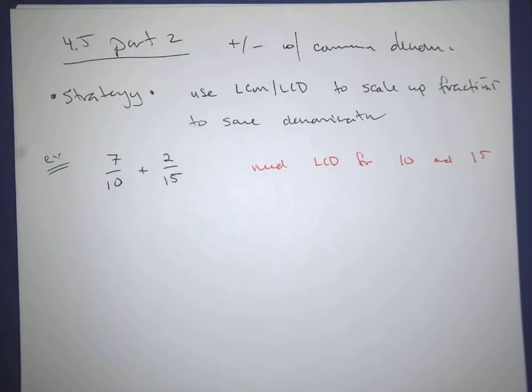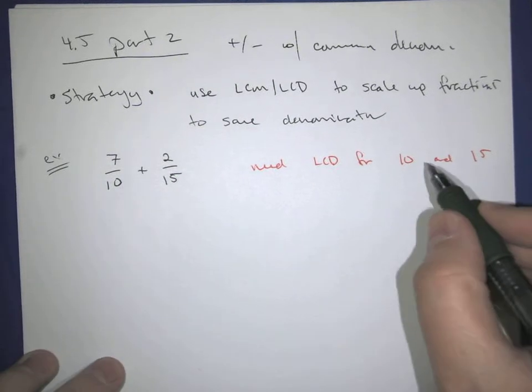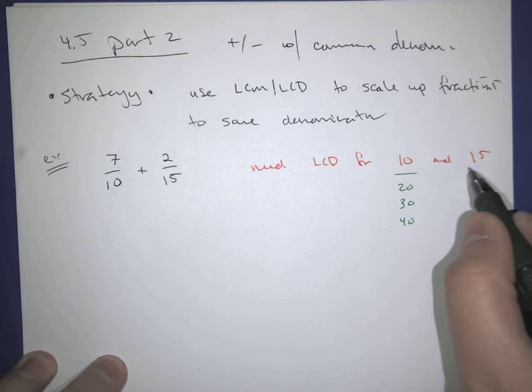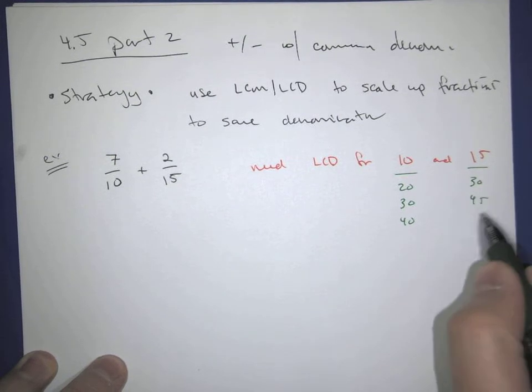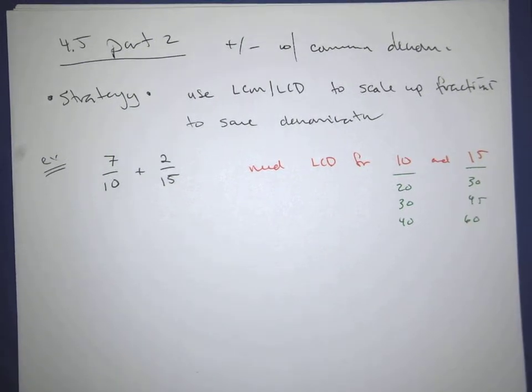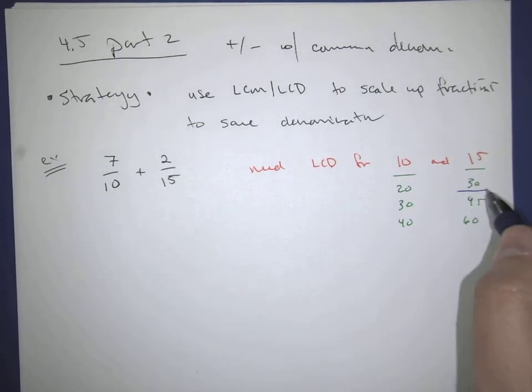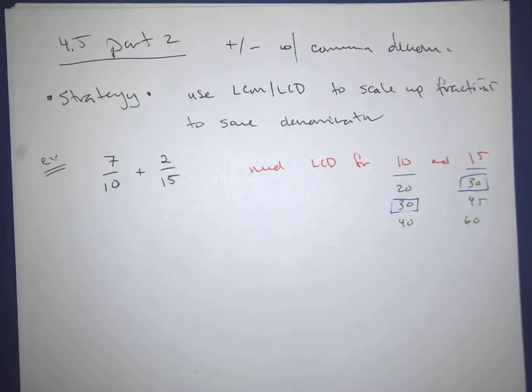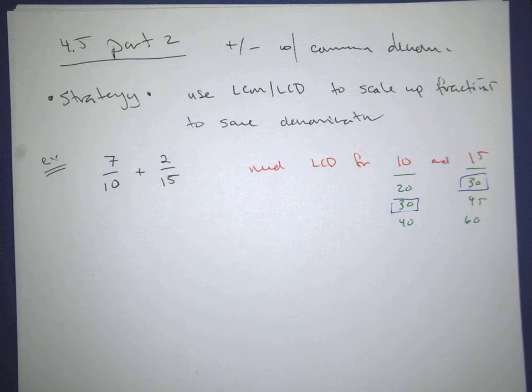So we're going to need an LCD for 10 and 15. These two numbers have some overlap if we just quickly list a few multiples, right? 10, 20, 30, 40, 15, 30, 45, 60. We see almost right away the multiples for 10 are easy to pick out. If we do 15 times 2, we would get 30. If we do 10 times 3, we would get 30. So our least common multiple, which acts as our least common denominator, is going to be 30.